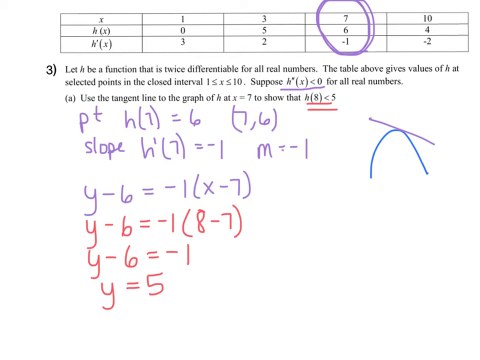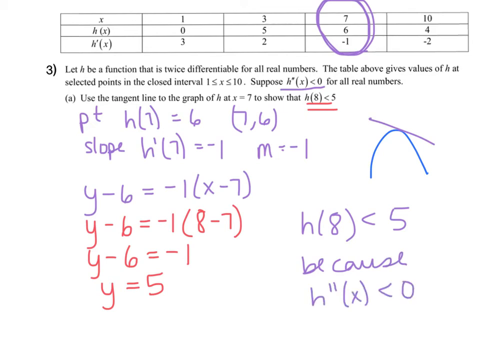Therefore, the estimate that we got from the tangent line is going to be greater than the actual value. So that tells me that if this is greater, then h of 8 must be smaller. So we can go ahead and make the conclusion that h of 8 is in fact less than 5 because h double prime was less than 0.